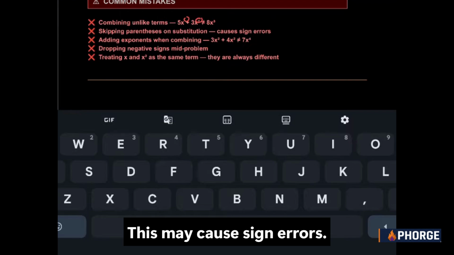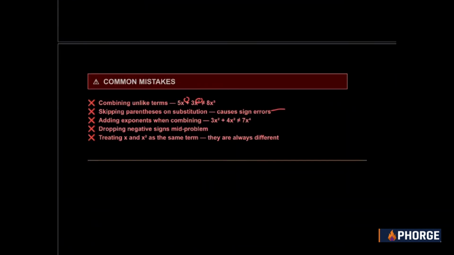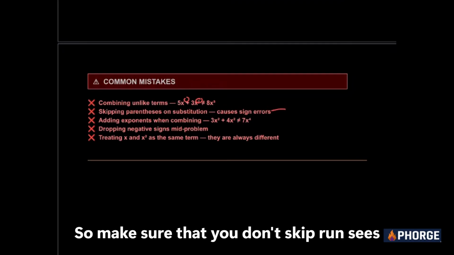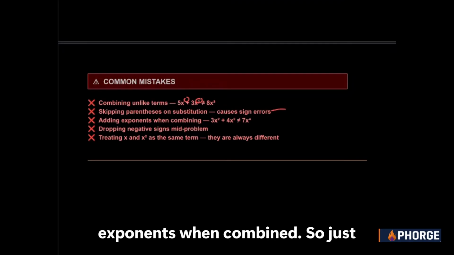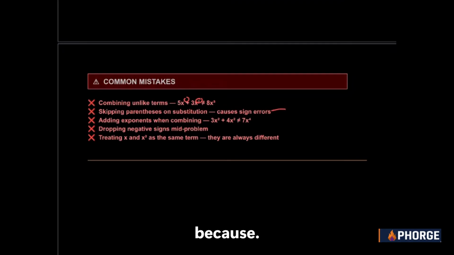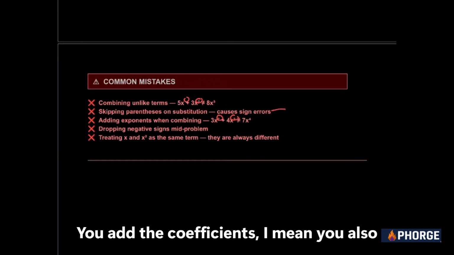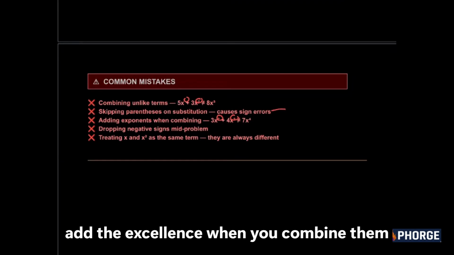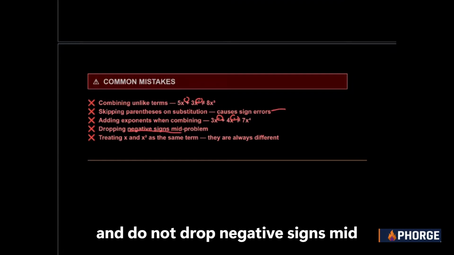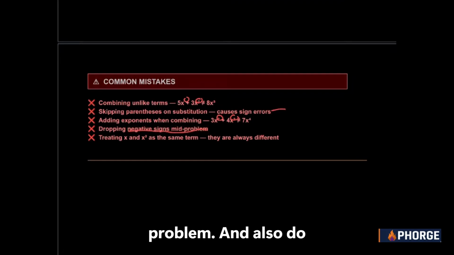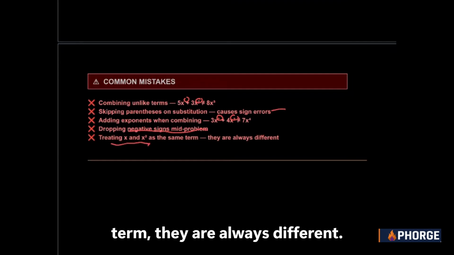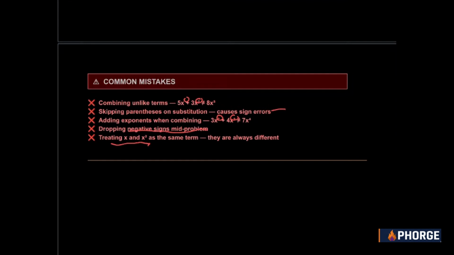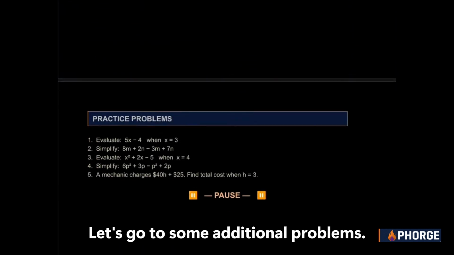This may cause sign errors. So make sure that you don't skip parentheses if you see some. Adding exponents when combined. So just because you add the coefficients doesn't mean you also add the exponents when you combine them. And do not drop negative signs mid-problem. And also, do not treat x and x squared as the same term. They are always different.